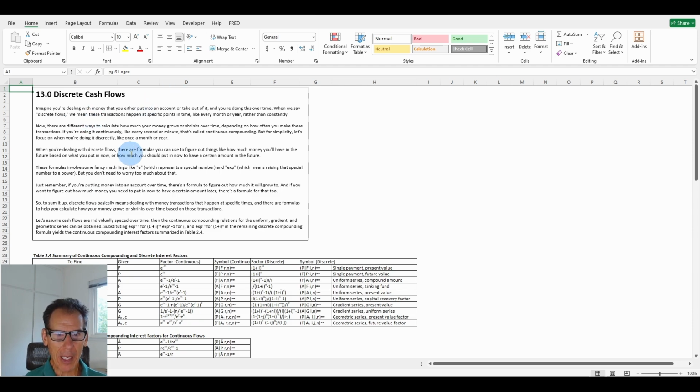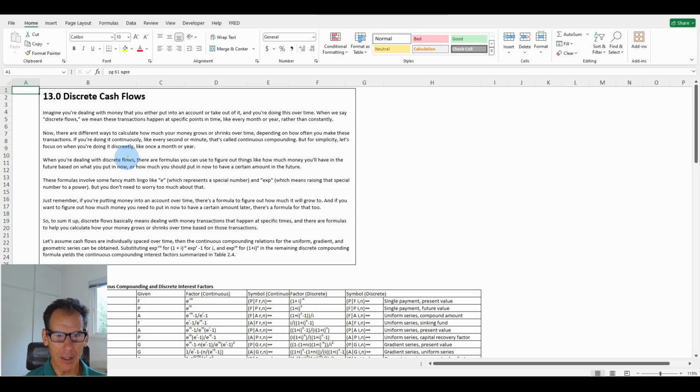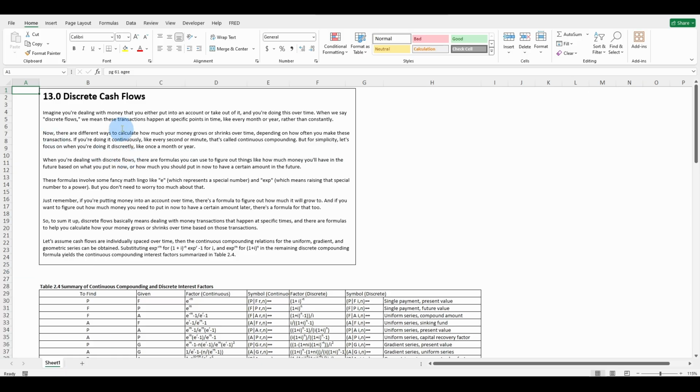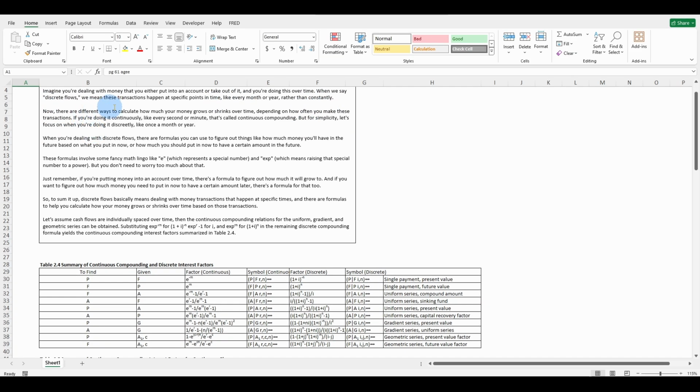What the heck is discrete cash flows? Well, hang on, I'll tell you. Imagine you're dealing with money that you either put into an account or take out of it, and you're doing this over time. When we say discrete flows, we mean these transactions happen at a specific point in time, like every month or year rather than constantly.